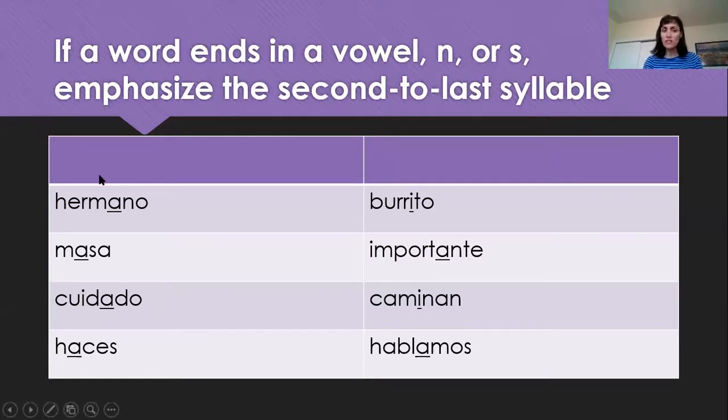Here's an example. I've underlined the syllable I'm emphasizing. Hermano, masa, cuidado, haces, burrito, importante, caminan, hablamos. So if you say hermano or hermano, nobody's going to know what you're talking about. It's hermano. It's really important to emphasize the correct syllable.